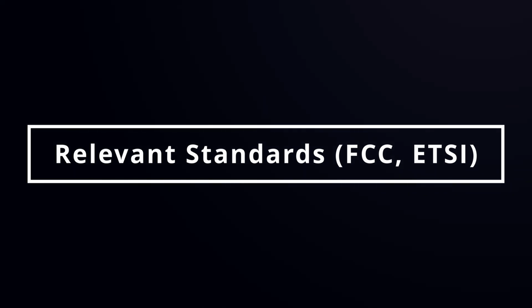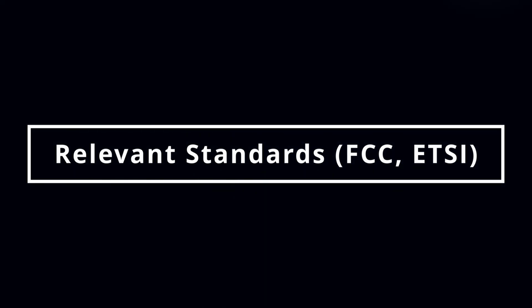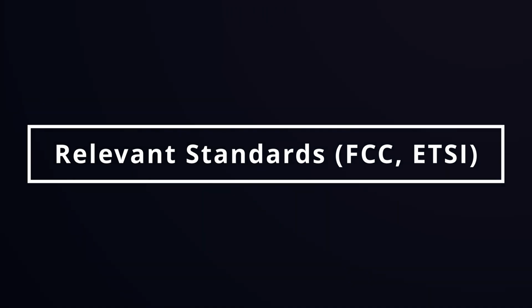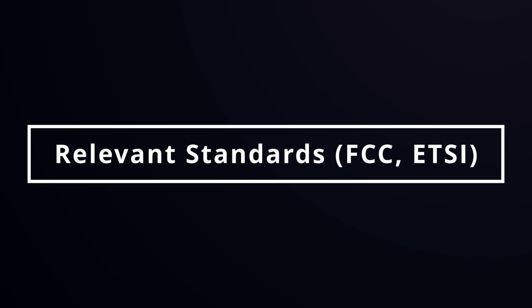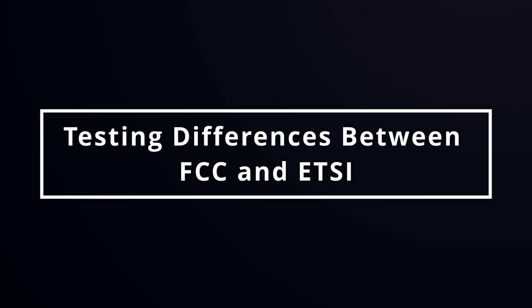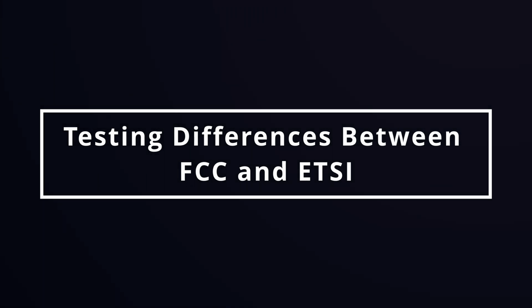Both the FCC and ETSI have the same goal in mind: minimize interference and keep our wireless experience smooth. But they have their own ways of getting there. Different paths to the same destination. Exactly. So give me the lay of the land here. What are some of the key differences in how they approach this RSE testing?